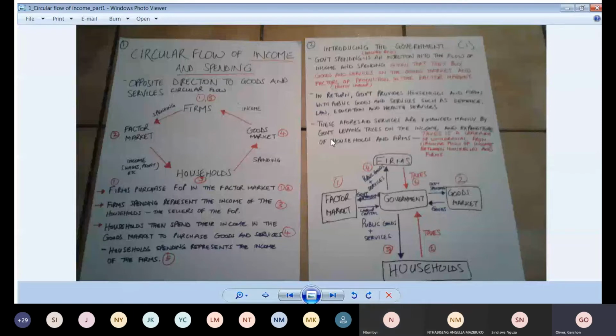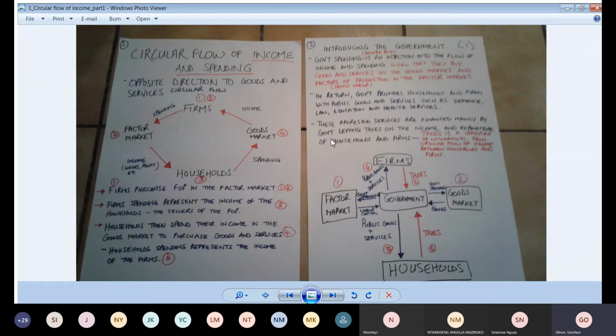As I mentioned to you earlier on, the circular flow of income and spending moves in the opposite direction of your circular flow of goods and services. Just follow the numbers over here. So now you see the firms on top. It moves not in a clockwise direction, it's anti-clockwise. So it's moving from 1 to 2, which is to your left. It's from firms, your factor market, your households, your goods market, and then back to the firms again. I hope you can see that.